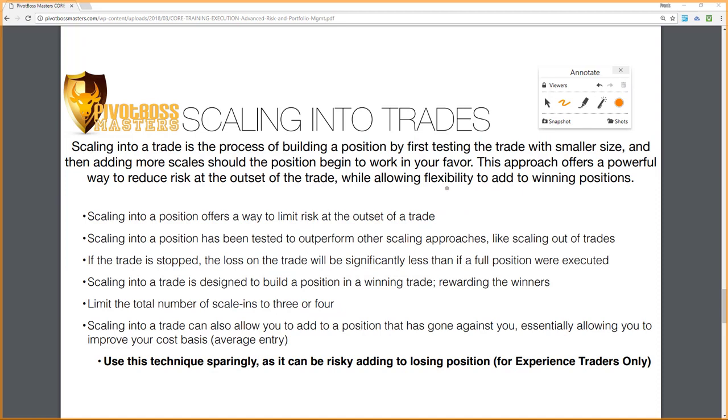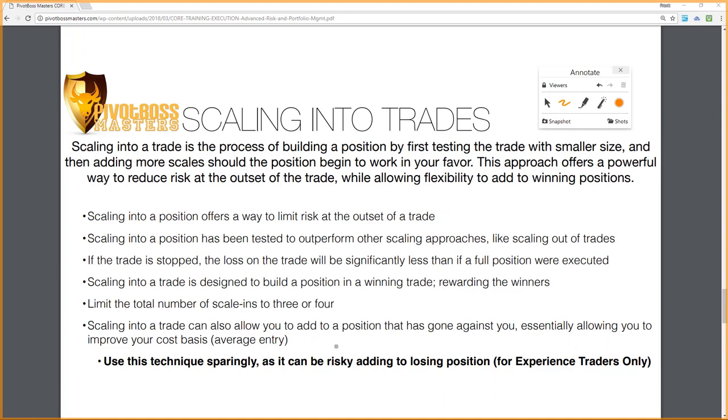Now, adding to every single losing trade is not a good idea, but it can be beneficial to improve your cost basis. But I say down here, you have to use this technique sparingly. It can be very, very risky to add to a losing position. So right here, for experienced traders only, because if I'm adding to a position here and I think it's going to go up, then it does this, so you're going to add again, then it does this and you're going to add again, and all of a sudden all you've done is added into a bad trade.